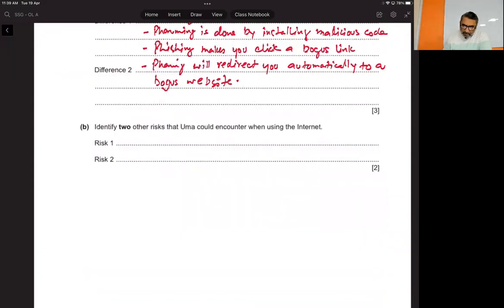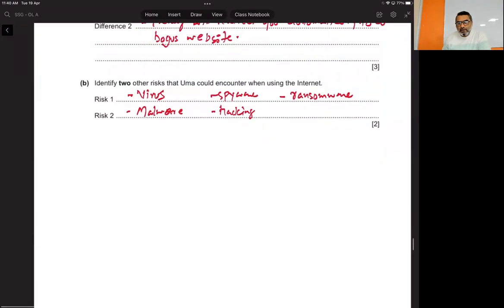Identify two other risks that Umma could encounter when using the internet. So they are virus, malware, spyware, hacking, ransomware, that's it. So what is the actual meaning of malicious? A software that is actually written to steal the data and to harm the user. That is malicious. A software that is written to steal the data or basically to harm the user.